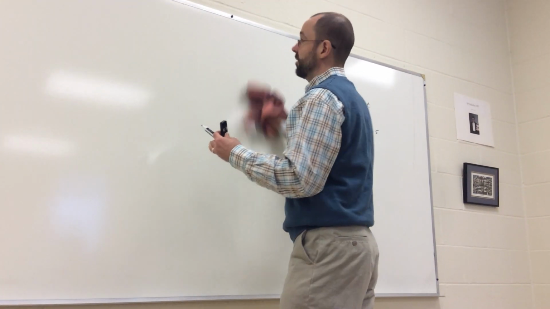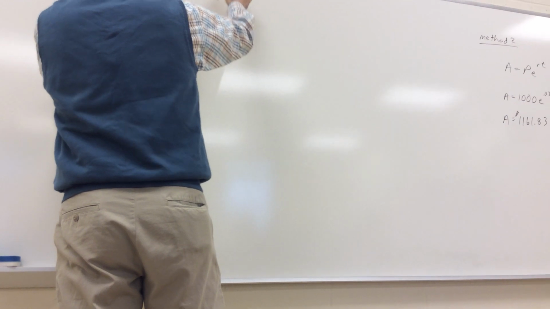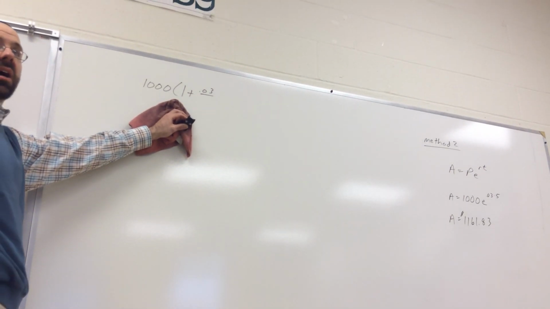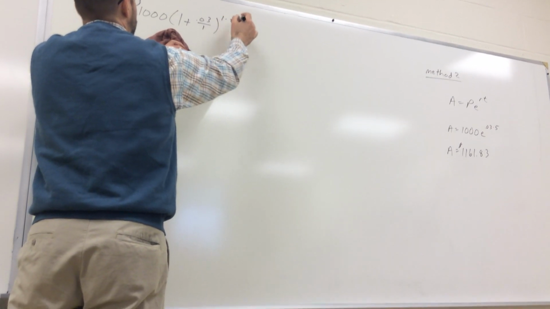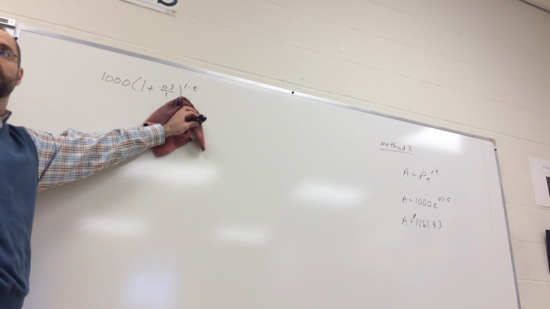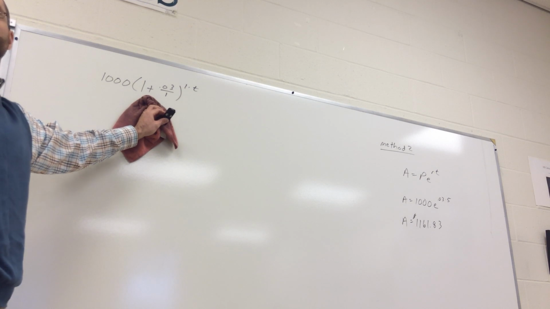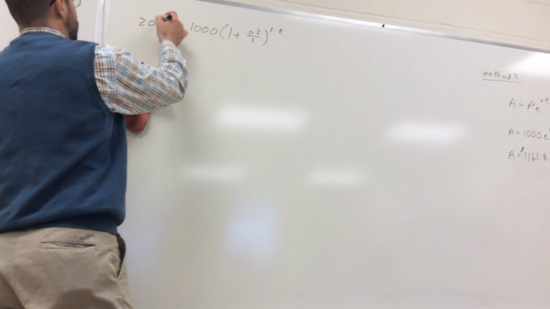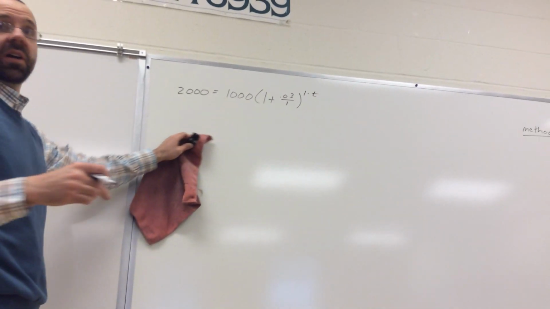Okay, so it's still the $1,000 investment. So that's the P. And the interest rate is 3%, so it's 0.03. It's compounded annually, so the n is 1. And the question is how long, so we don't know t. But we do know that we want the money to double. So what's the money going to be worth if it doubles? $2,000, because it started out at $1,000. So we want this to equal $2,000.